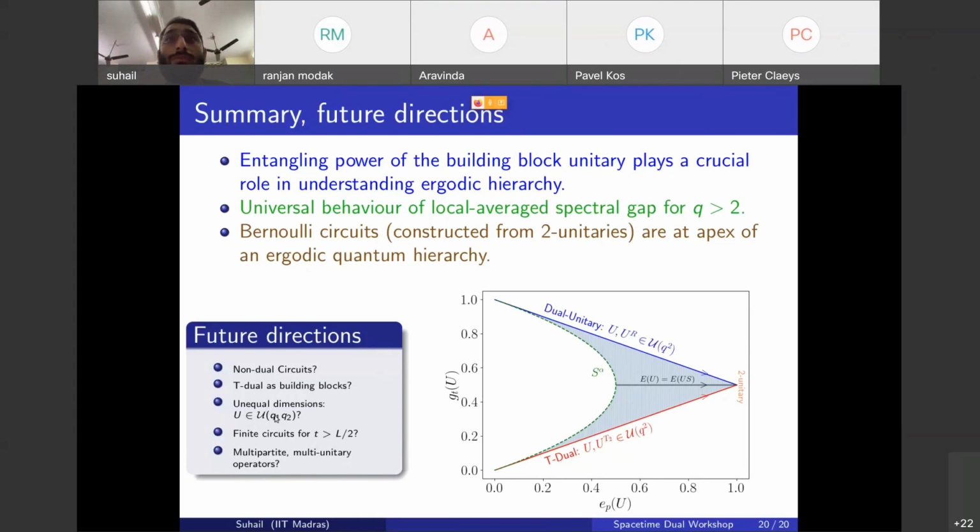And for some other reasons also, we're interested not only in many-body contexts, but also in these maximally entangled or dual unitary operators in unequal dimensions for finite circuits with times greater than L by 2, and also multipartite or multi-unitary matrices, in the sense that you don't assume unitarity with respect to 2, but more than 2 directions of the space or whatever the time direction you have. Okay, thank you very much for your attention.